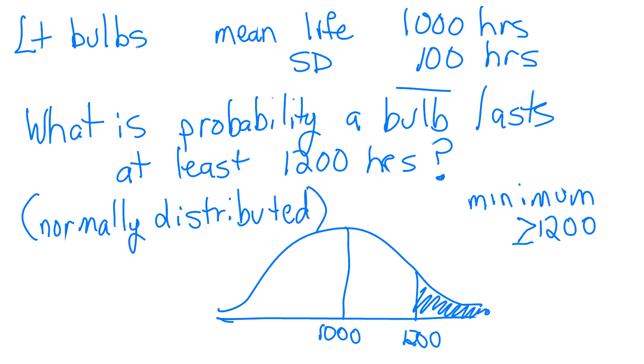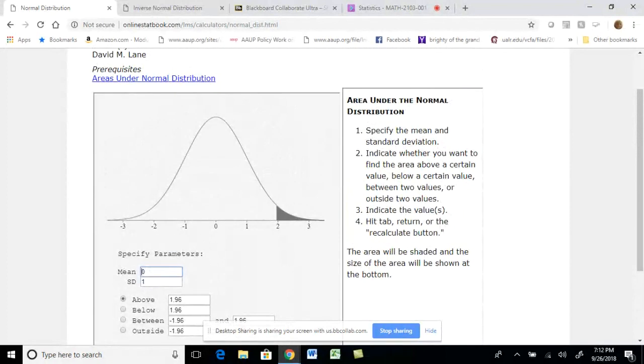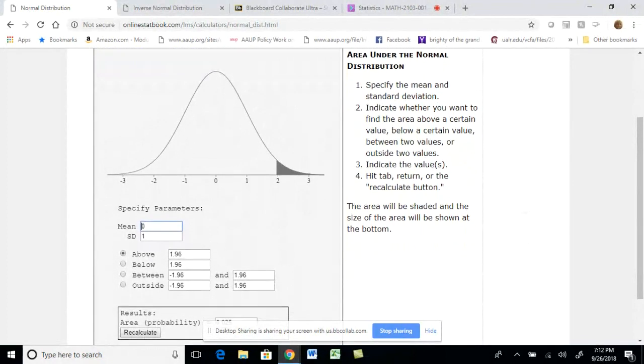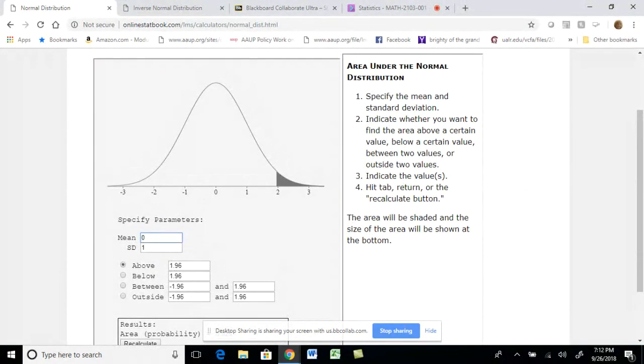Okay, so I'm going to go to this online calculator. This is the calculator that the material links to. And in this, can you see it? Yes. Okay, I don't want to lose anybody, so it's not rude to stop me, because I don't know when you have questions, so just stop me. The mean's 1,000 here. That's all you do is type that in. Standard deviation's 100.